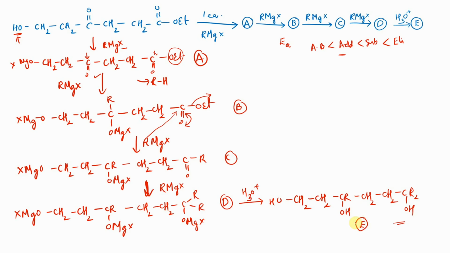So I hope from this particular example we can conclude the reaction kinetics of the energy of activation required for acid-base reaction, addition reactions, substitution reaction, and elimination reaction. Now this brings an end to our study of Grignard reagent and the different types of reactions which a Grignard reagent carries out, right? So I hope you have understood all these concepts.